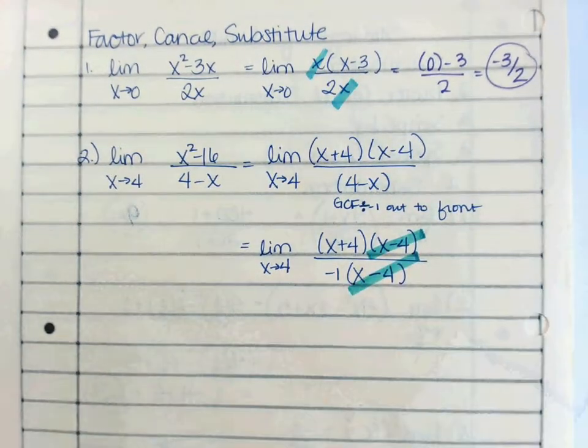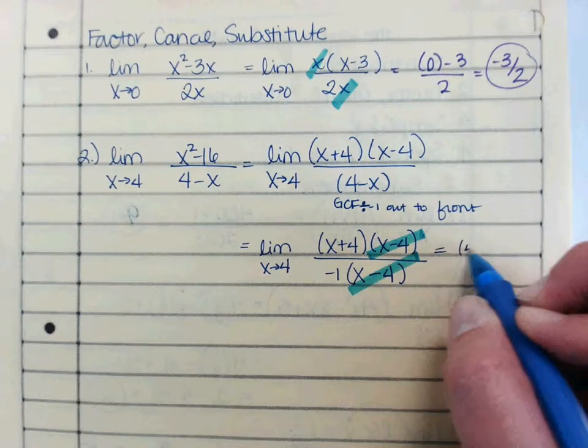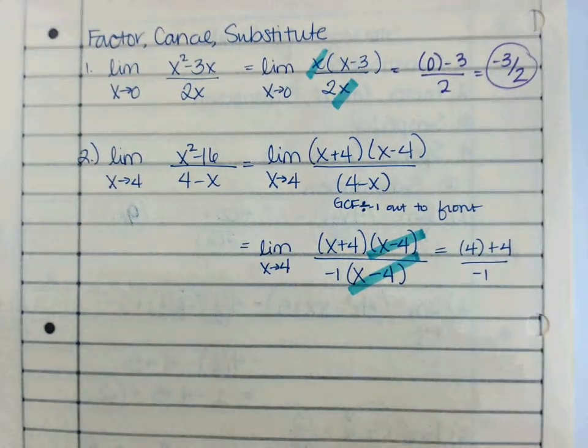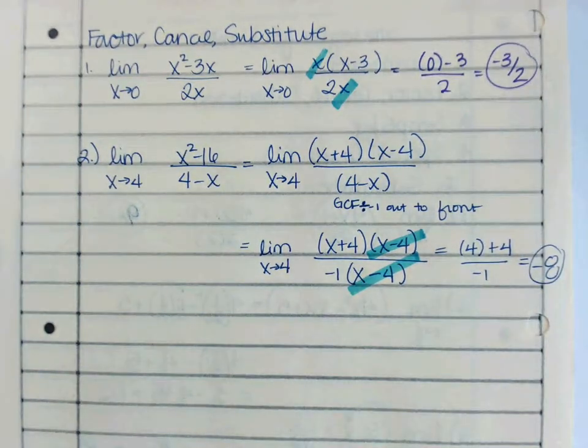Those guys can go. Take your 4, substitute it into the remaining x in the equation. 4 plus 4 over negative 1, what do we get? Negative 8. Good job. So if it's almost the same term, just pull a negative out. You can make a match.